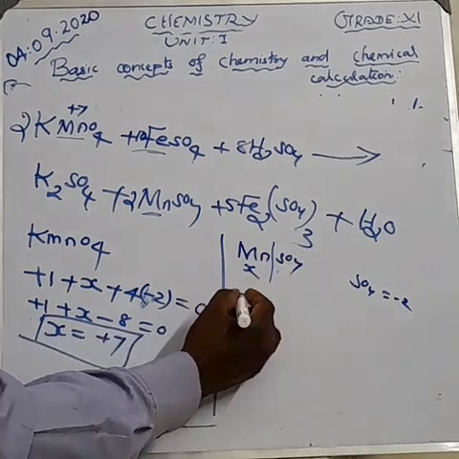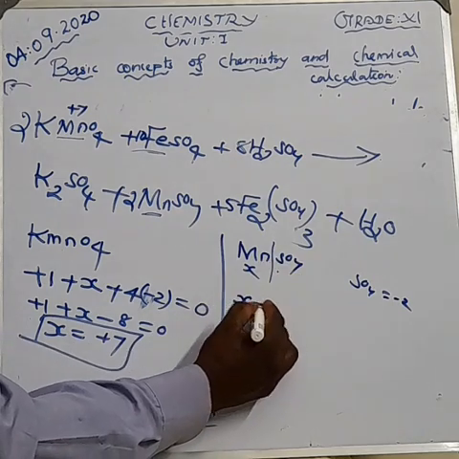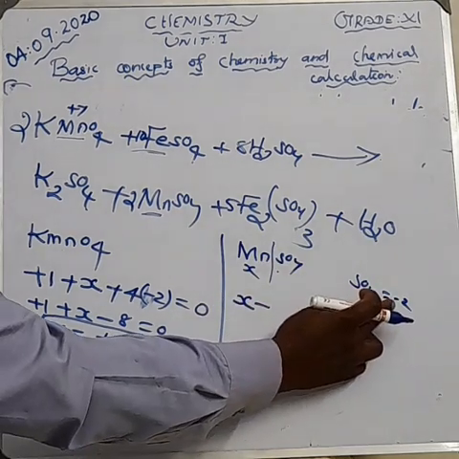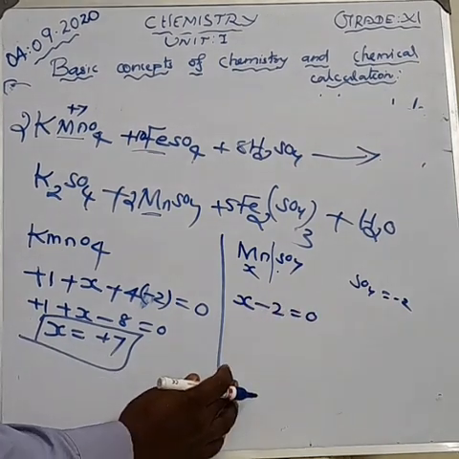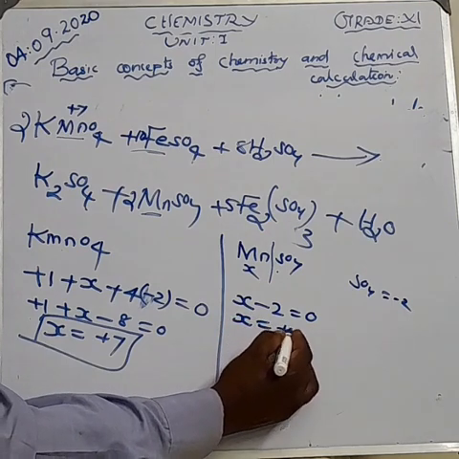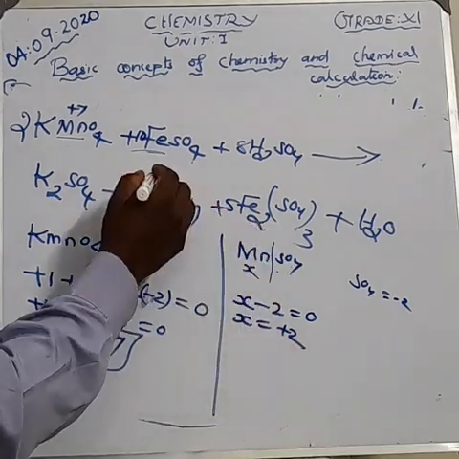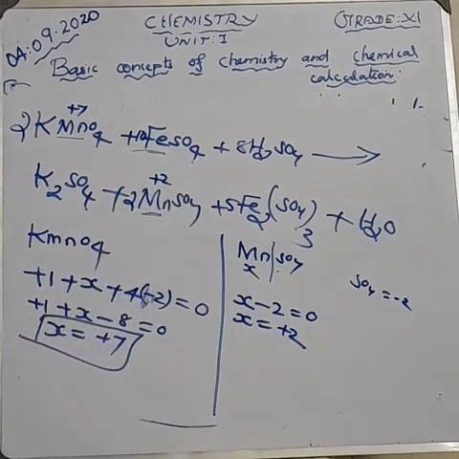Otherwise it can be done as X minus, because the charge is minus 2. Minus 2 equal to 0. Then what is X? X equal to plus 2. So manganese, what is the oxidation number? Plus 2. Clear? Yes or no?